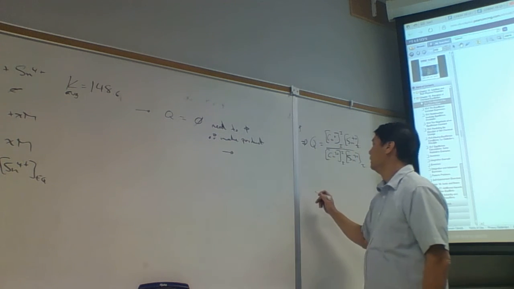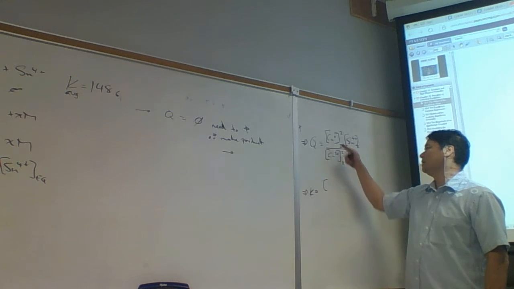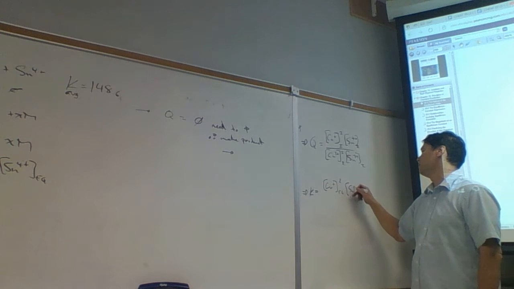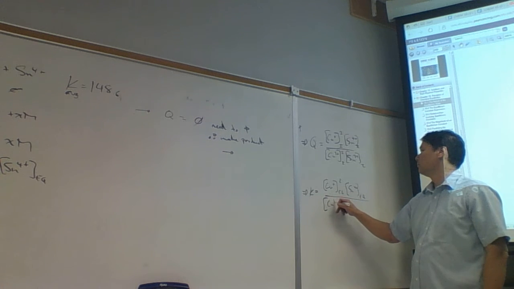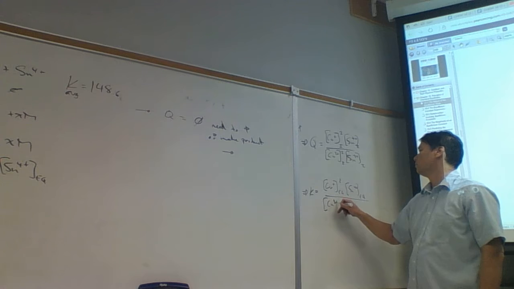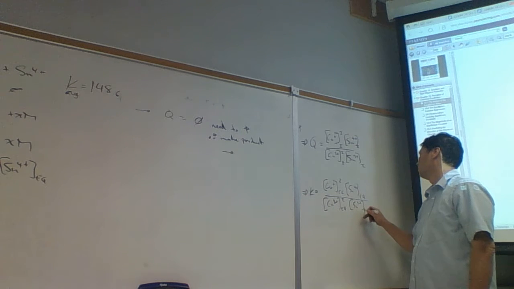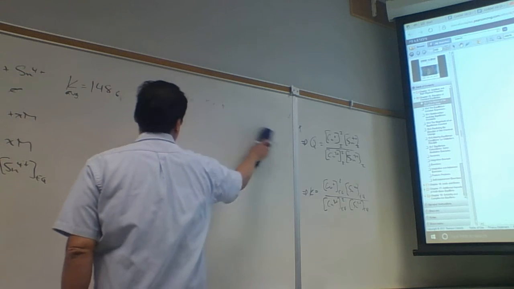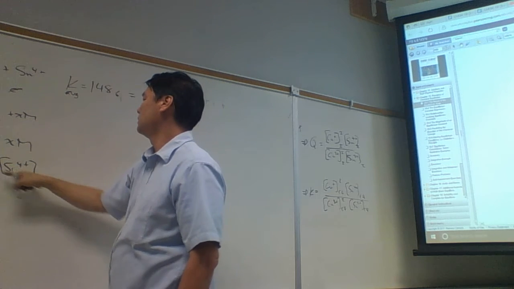Now K is defined differently. K is defined as the equilibrium constant. It would be the exact same ratios. Only difference is we've got to have this ratio at equilibrium, at the end of the reaction. All right, and so if that's the case, then this K, this 148.6, has got to be these concentrations here.